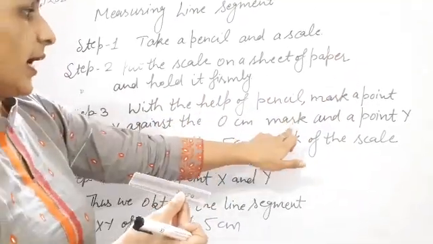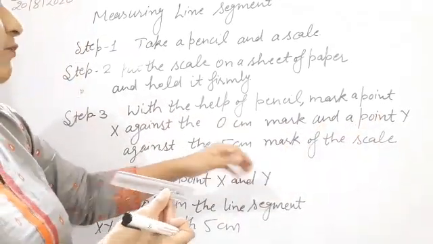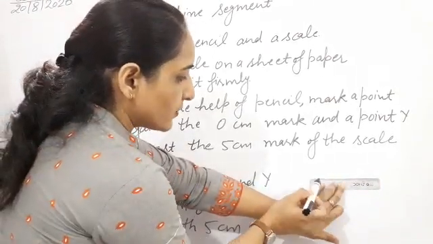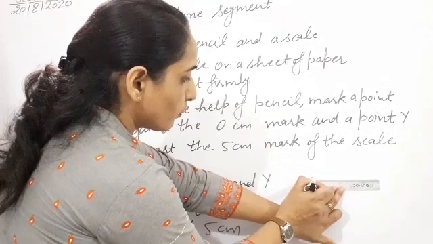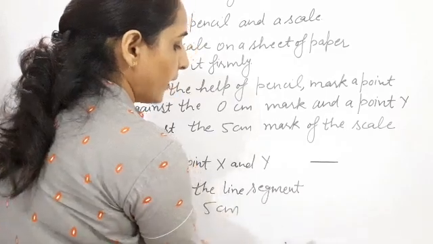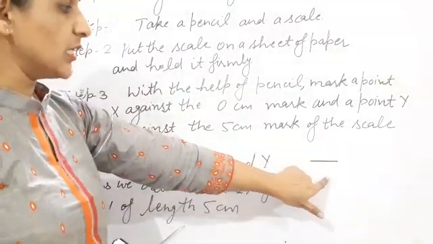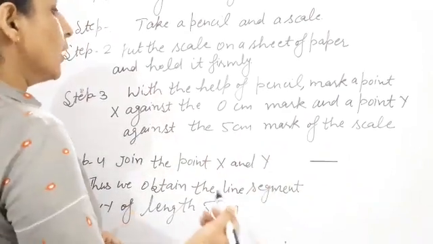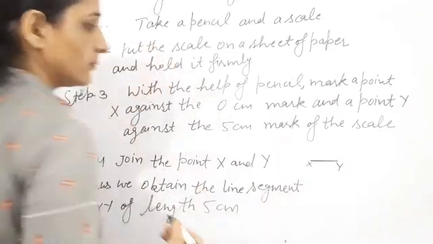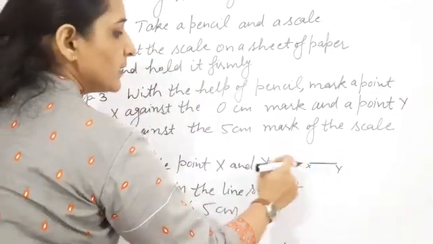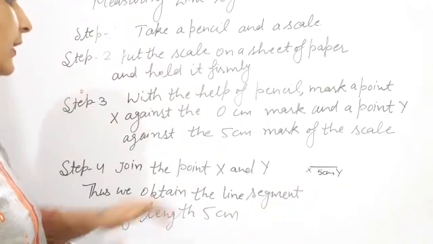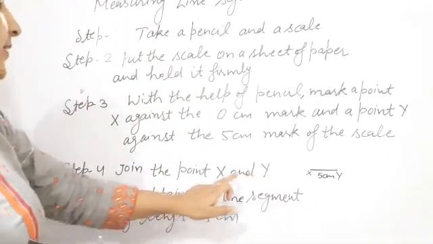So what we do, with the help of the pencil, mark a point X against the 0 centimeter and mark a point Y against the 5 centimeter, like that. Don't move this one. From 0 to 5 centimeter we mark it. When you draw on your paper sheet, you give this name X and give the name Y. And how many centimeters is the length of this one? It is 5 centimeter. Clear?